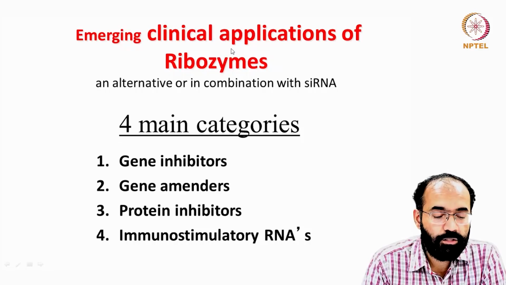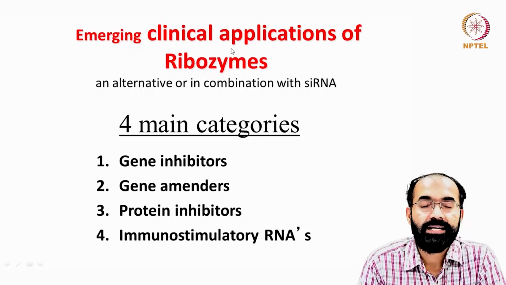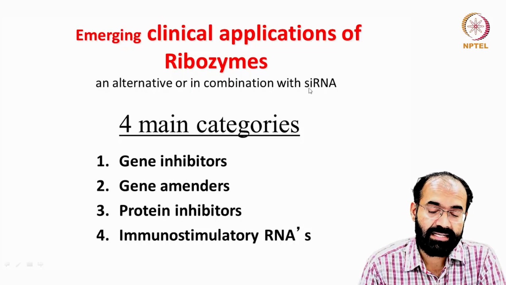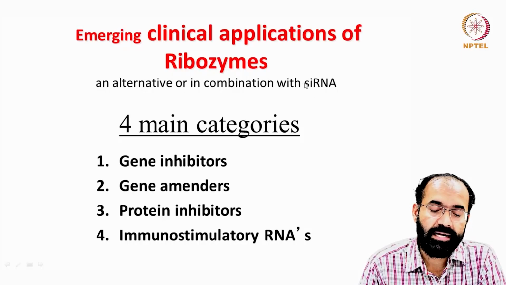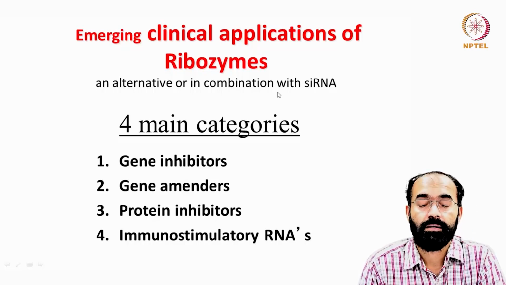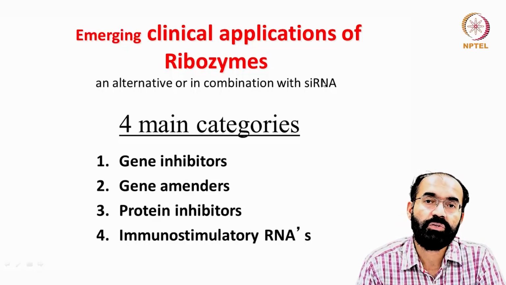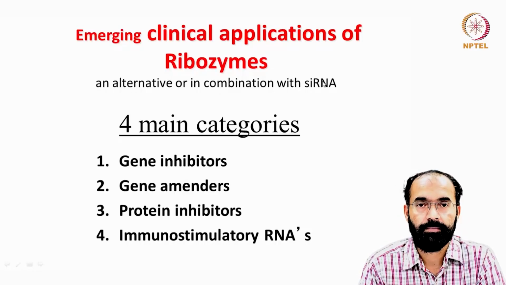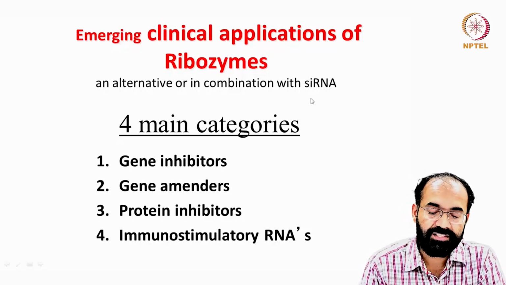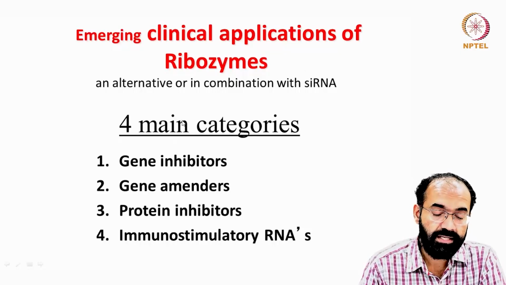So let us quickly see some of the emerging clinical applications of ribozymes. It is an alternative or a combination with siRNA. siRNA is small interfering RNA. We will see in more detail how they target an RNA because we haven't discussed it yet. But for the time being, understand that siRNA can also negatively regulate gene expression. That means siRNA can inhibit an RNA's expression. We will see more in detail when we study siRNA. For the time being, we are addressing only the ribozyme.